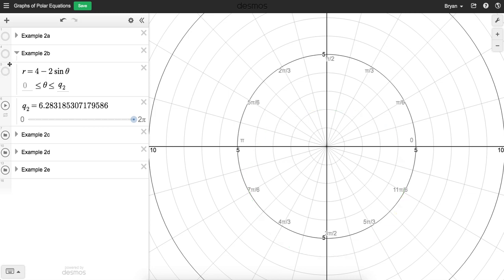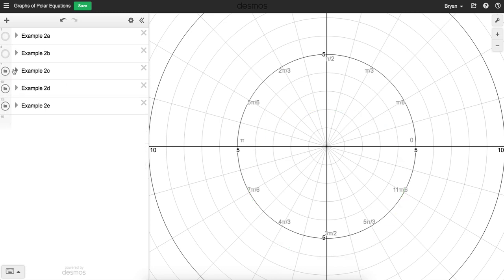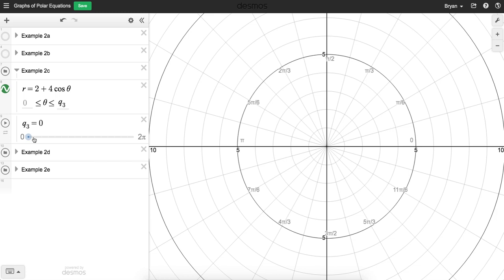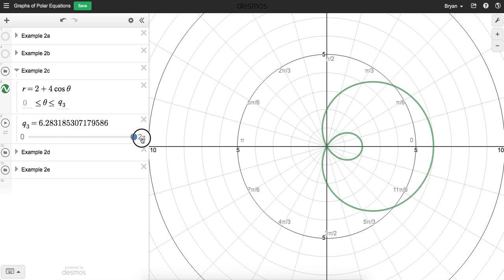All right, part C, we have 2 plus 4 cosine theta. So let's get rid of this. And example C, we're going to do 2 plus 4 cosine theta. So let's trace this one out. So tracing it out, and this one's starting to, at pi radians, we've kind of got it to almost spiral in on itself. Let's see what happens. So we're looping. Okay. And there we go.